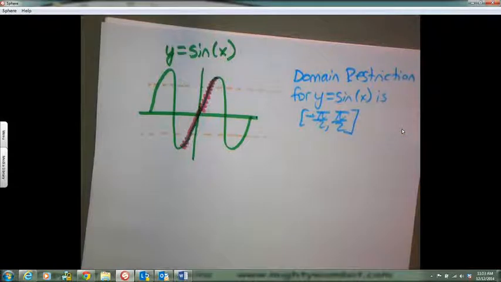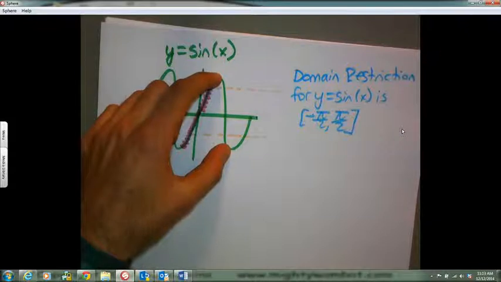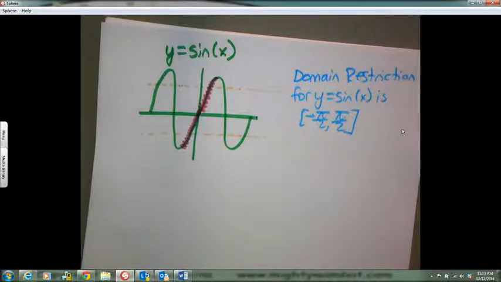Again, there are many other intervals that are not technically wrong. For example, pi over 2 to 3 pi over 2 is technically not wrong. It's just not the convention. You know what I mean? Can you see why that is the domain restriction here?